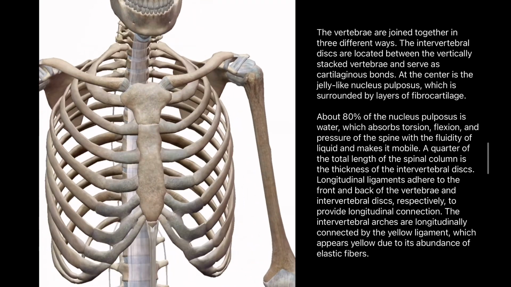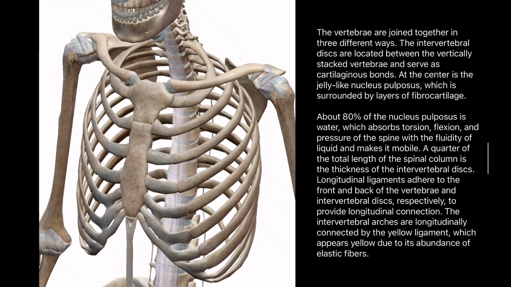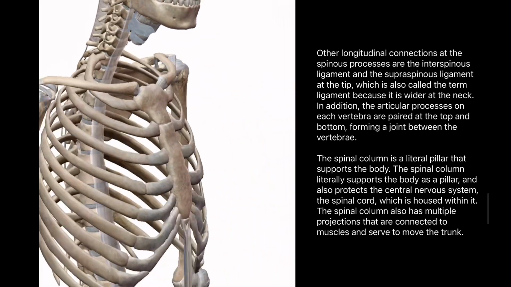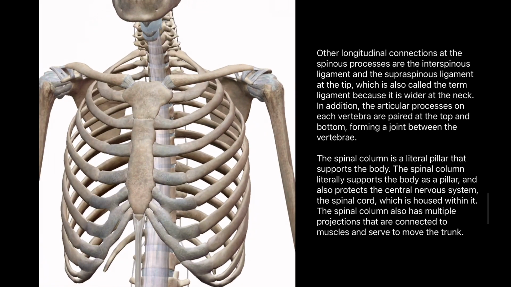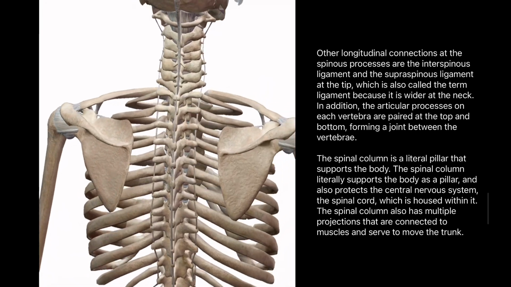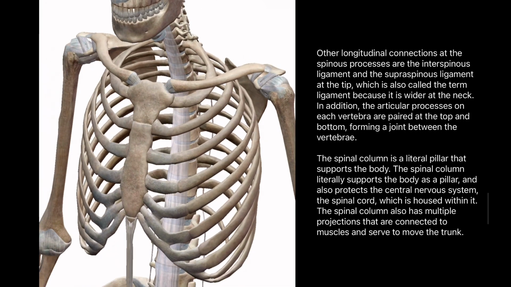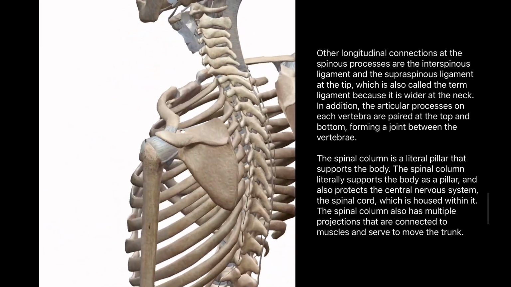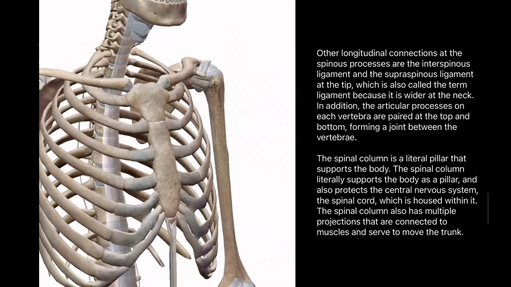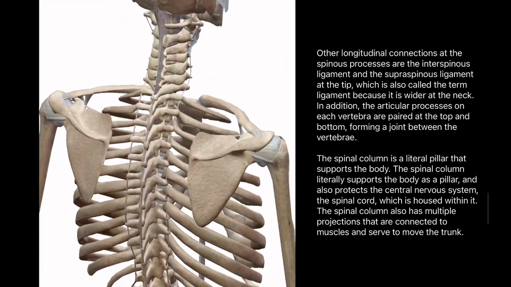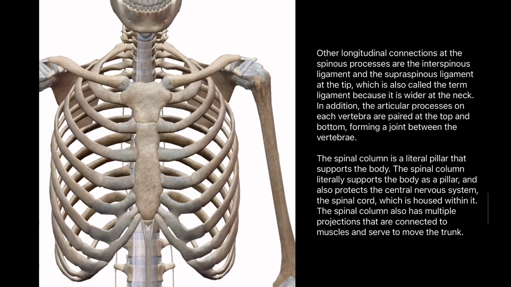The intervertebral arches are longitudinally connected by the yellow ligament, which appears yellow due to its abundance of elastic fibers. Other longitudinal connections at the spinous processes are the interspinous ligament and the supraspinous ligament at the tip, which is also called the nuchal ligament because it is wider at the neck. In addition, the articular processes on each vertebra are paired at the top and bottom, forming a joint between the vertebrae.